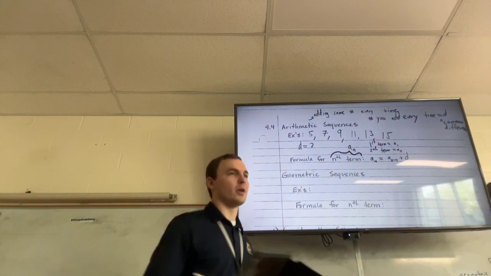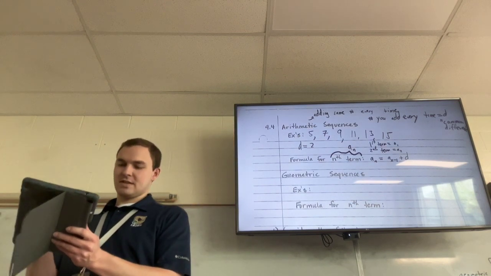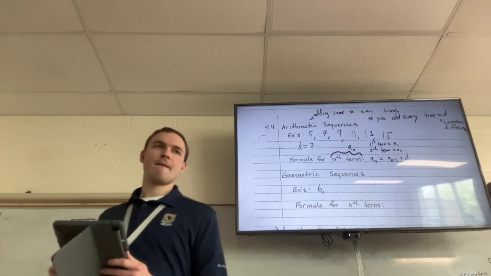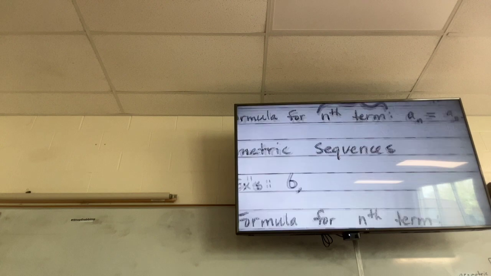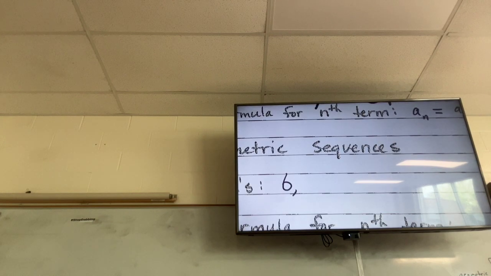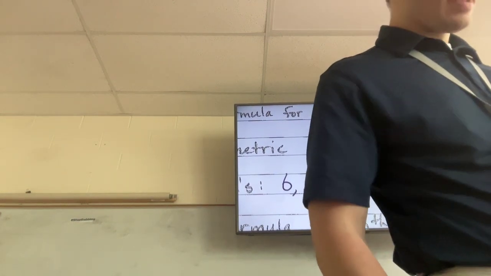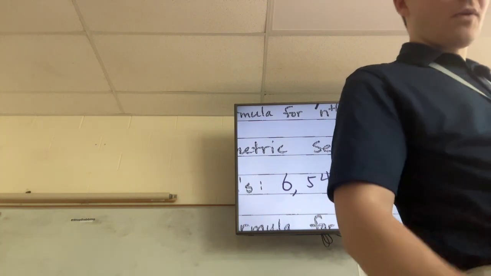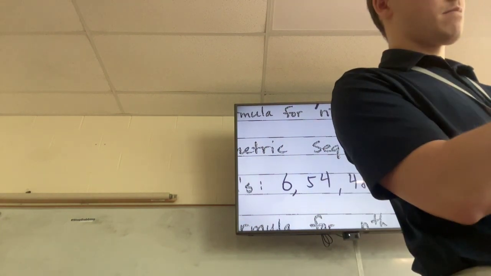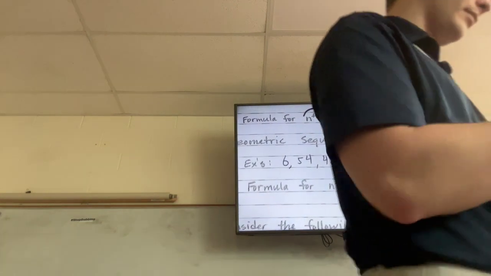All right, give me a number. 6. All right. 9. So I'm going to do 6 times 9. What's that? 54. Okay. I'm going to do 54 times 9. That's 486. What's 486 times 9? 4,374, right? Okay.